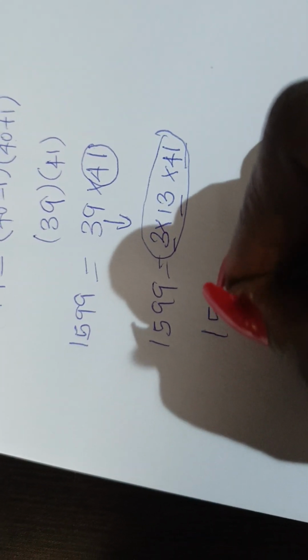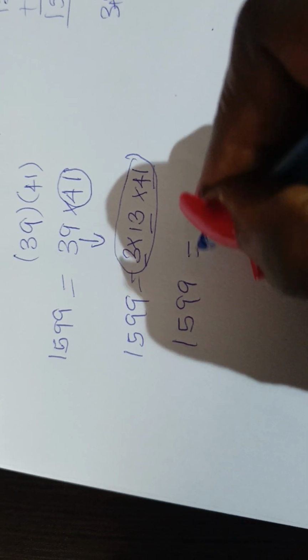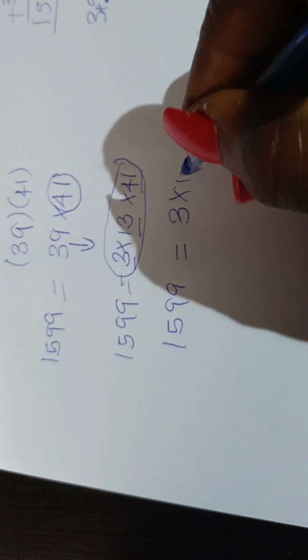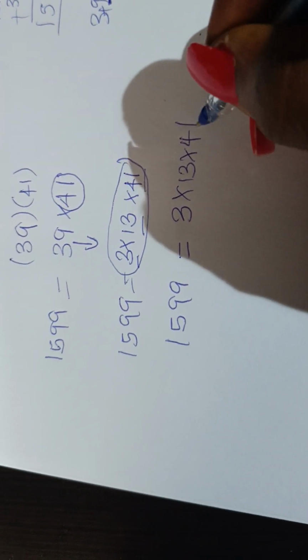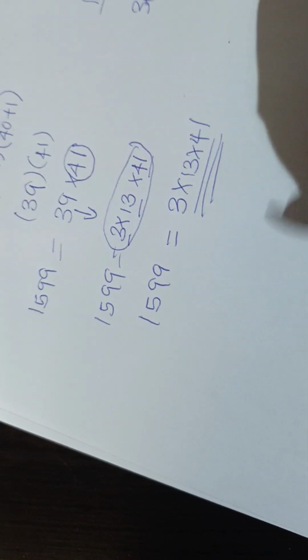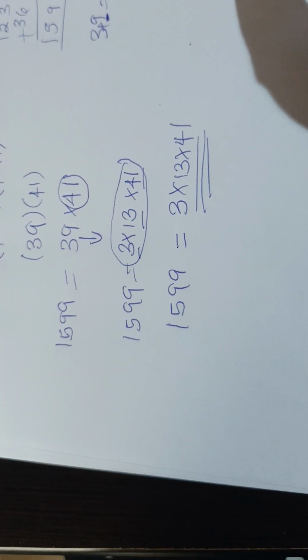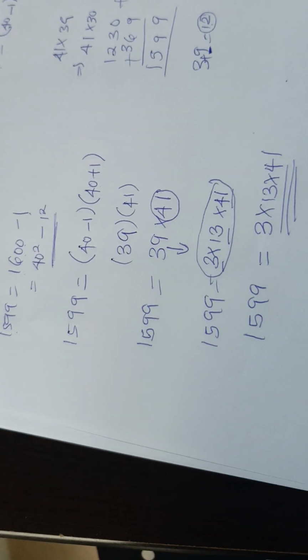So 1599 can be written as 3 times 13 times 41. So this is the required prime factorization. I hope this was also useful.